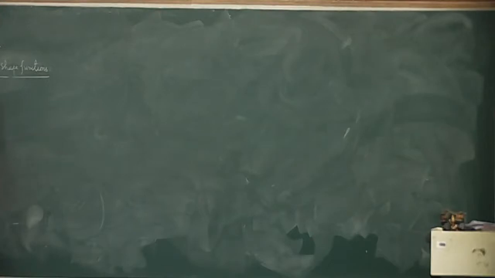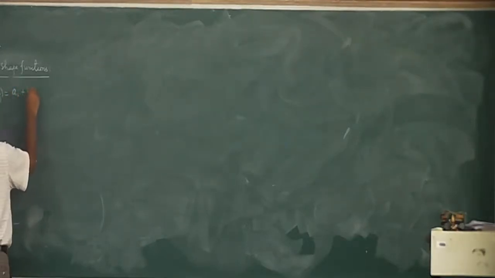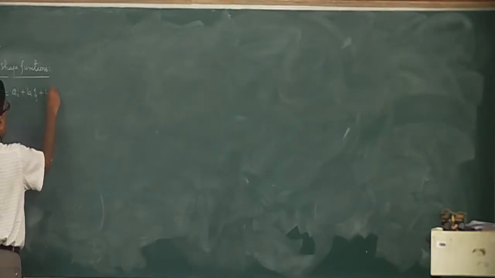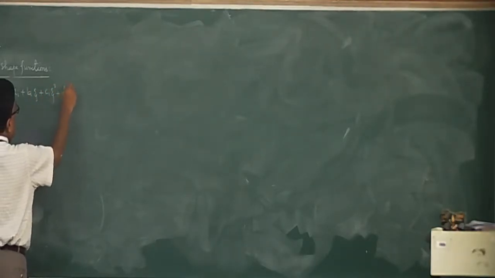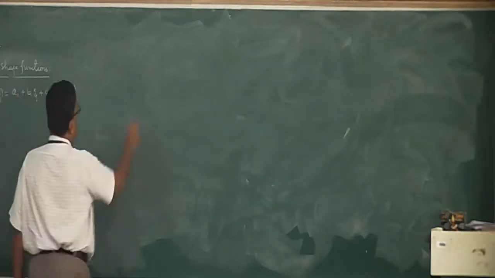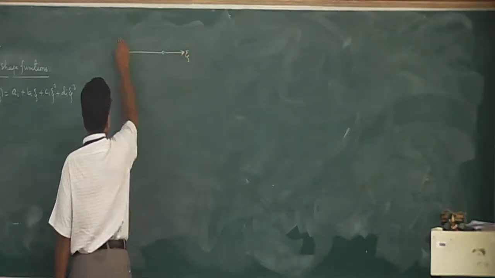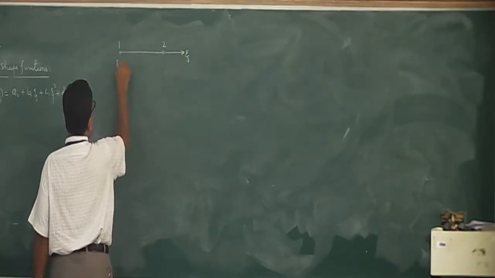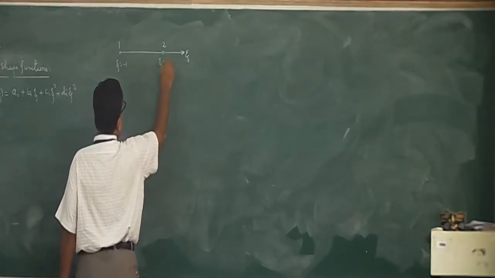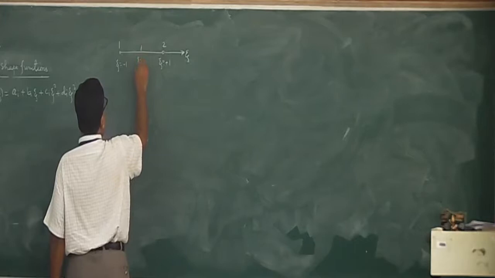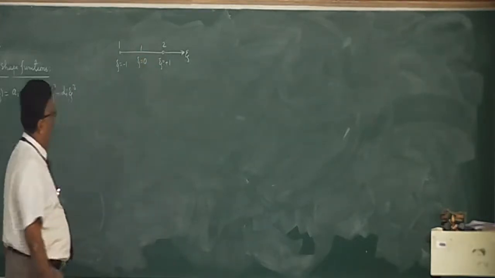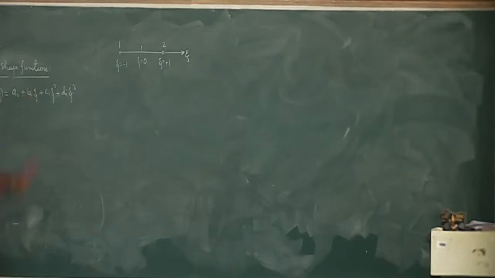Generally, there are totally 4 shape functions. This is given by Ai plus Bi zeta plus Ci zeta square plus Di zeta cube. If you take the beam element in the natural coordinate system, this is node 1 and node 2, with zeta equal to -1 and zeta equal to +1, and the midpoint is shown as zeta equal to 0. But there is no node at the midpoint. 1 and 2 are the end nodes, and the values of zeta vary from -1 to +1.